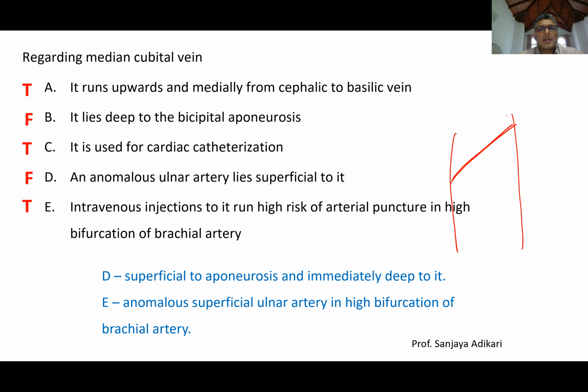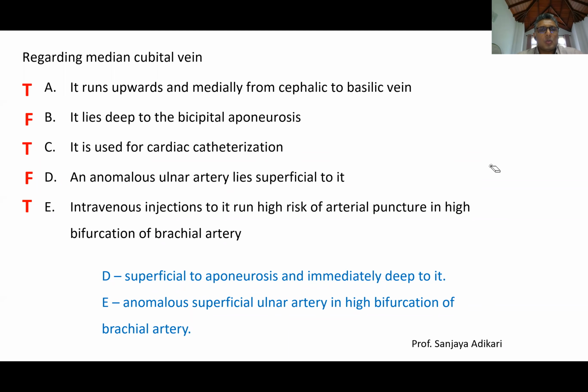It is used for cardiac catheterization, yes. An anomalous ulnar artery lies superficial to it? No, the artery is not superficial. The artery is anyway deep to the vein, but the artery can be superficial to the aponeurosis. So that is the point actually there. Then intravenous injections to it run a high risk of arterial puncture in high bifurcation of the brachial artery.